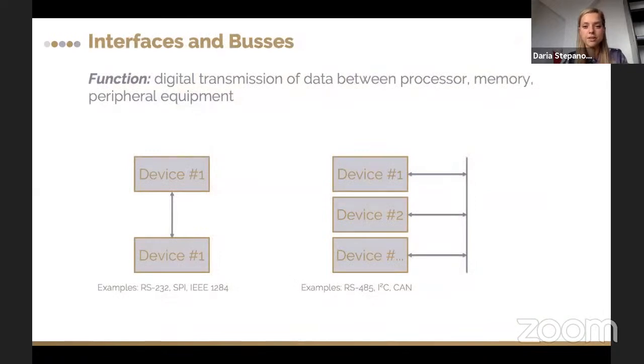Regarding interfaces and buses, there are several architectures which we are considering. So device-to-device communication is normally done with the payloads when we don't want to include them into the main bus, and this can be RS-232 or SPI, or it can be the bus architecture where there are several devices on the bus, which is already RS-485, I2C or CAN.